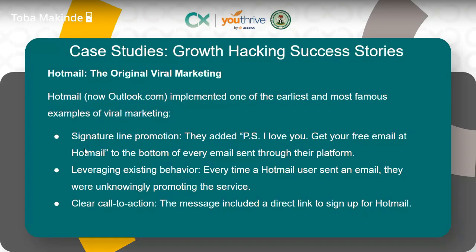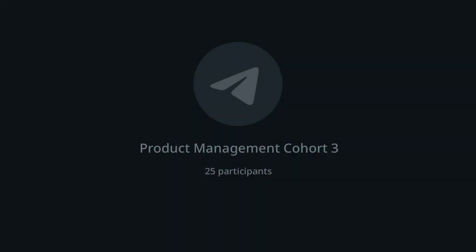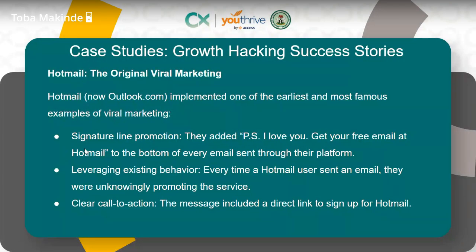So how did Hotmail hack app growth? The original viral marketing. Hotmail, which is now Outlook, implemented one of the earliest and most famous examples of viral marketing: signature line promotion. They added "PS: I love you. Get your free email at Hotmail" to the bottom of every email sent through their platform. This is a very creative approach.